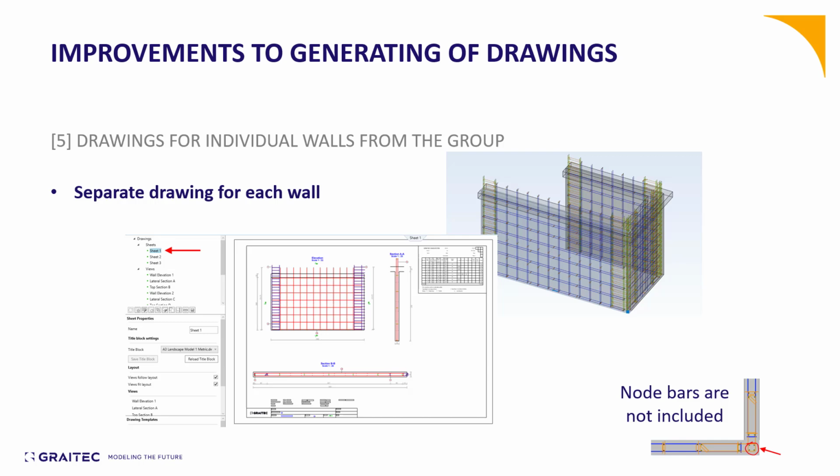And the last point about drawings is about drawings generated by the RC wall module. Previously, when a group of walls was analyzed, we were not able to generate drawings. The drawings were only available for walls analyzed individually. Now we can generate drawings for each single wall from a group of walls, especially a group of shear walls, but not only, and get the corresponding view with the reinforcement schedules as for single walls.